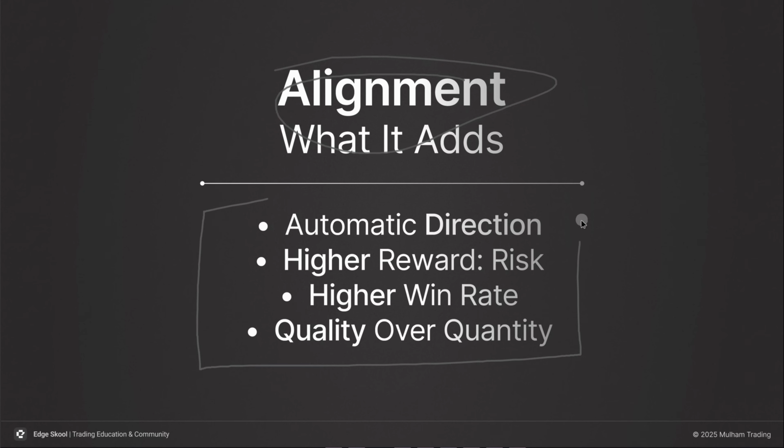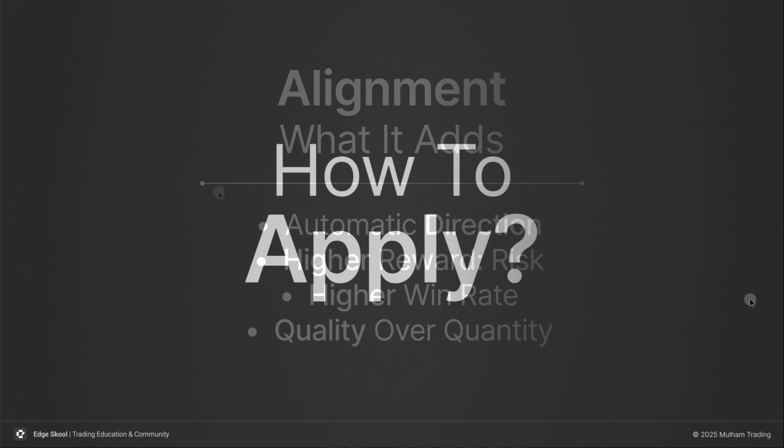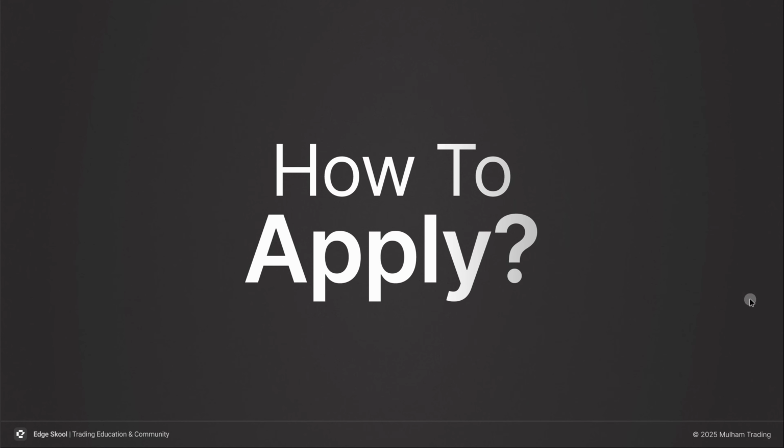When you add this, it gives your strategy a higher win rate and higher reward to risk, and gives you direction already. Then you become more picky because now you're focused on specific levels, and then you execute your strategy. Now, how do we apply this? How do we add this missing point?